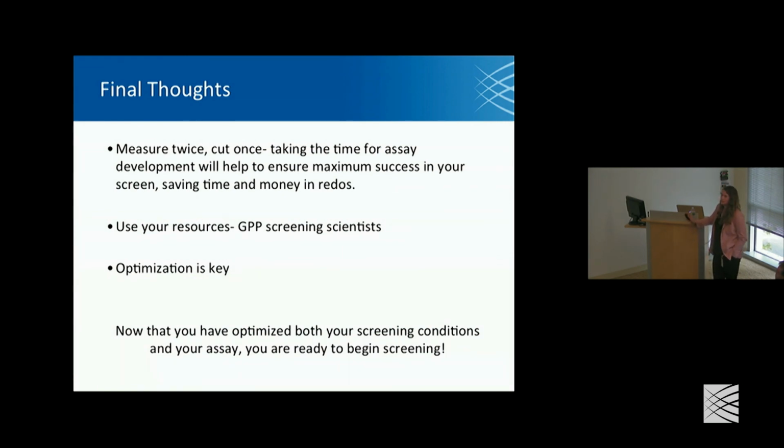Optimization is key. Like I said, there are all these little things that you're going to have to do for your particular model, your particular cell line. All of these assays I showed you were just general guidelines. You're going to have to do optimizations based on how sensitive your cell line is to density and things like that. And then use your resources. The GPP screening scientists are really good at figuring out what you might need to do next for your assay development in terms of shifting your seeding densities, so utilize them as much as you can.